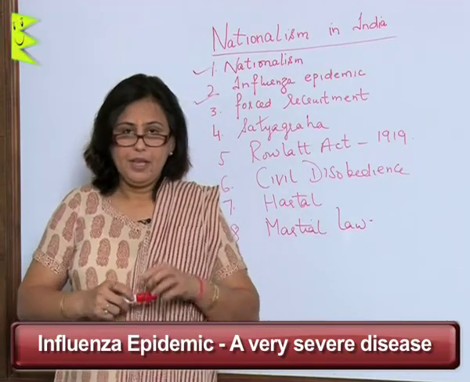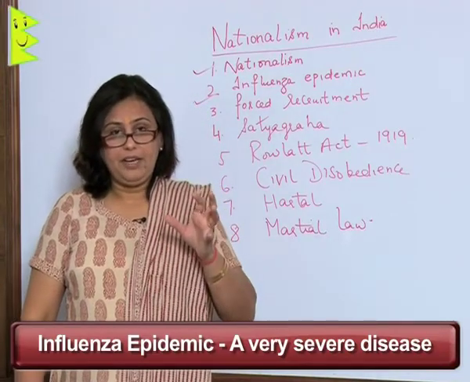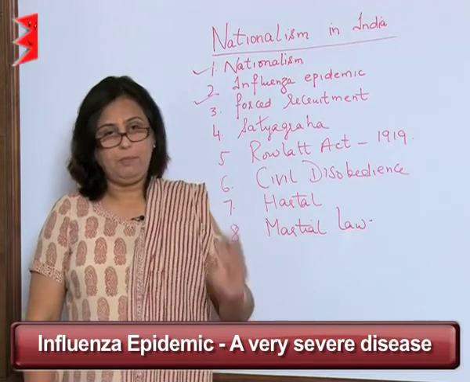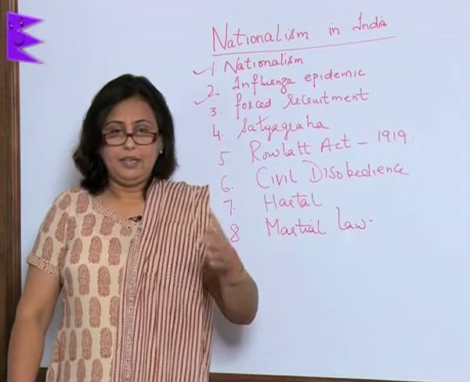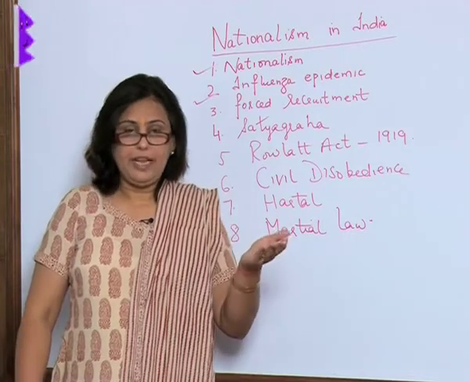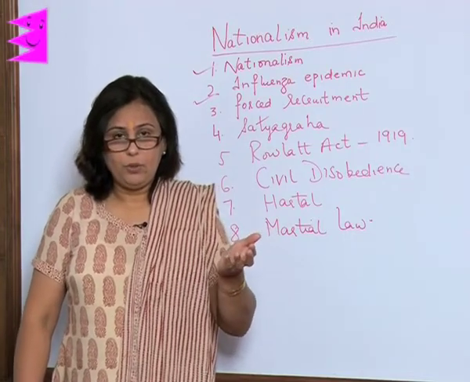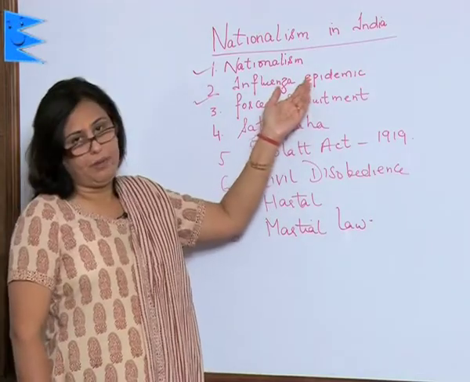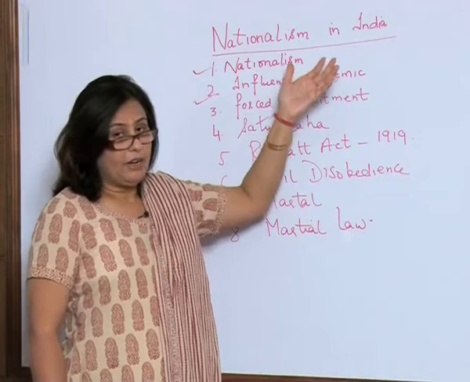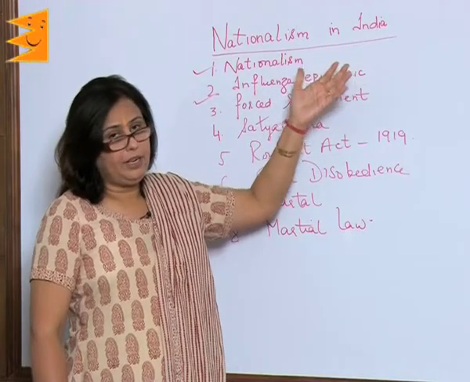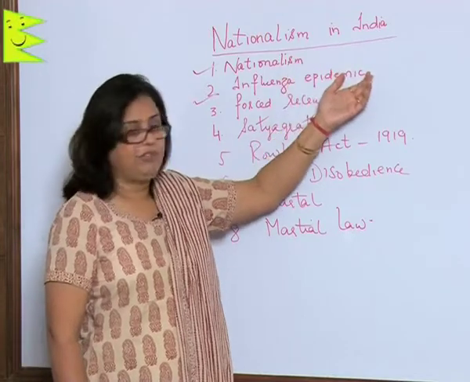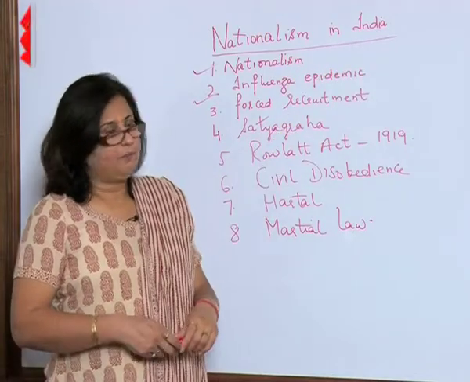Second is influenza epidemic. Influenza epidemic is actually a very bad disease by which thousands of people are killed, and this takes away not only the lives of the people but also gives them a lot of suffering. That's influenza epidemic. This happened during the colonial rule in India. That means this again becomes a feature for nationalism.